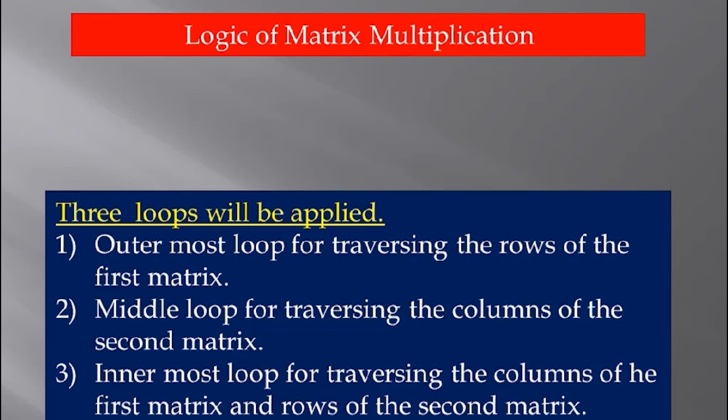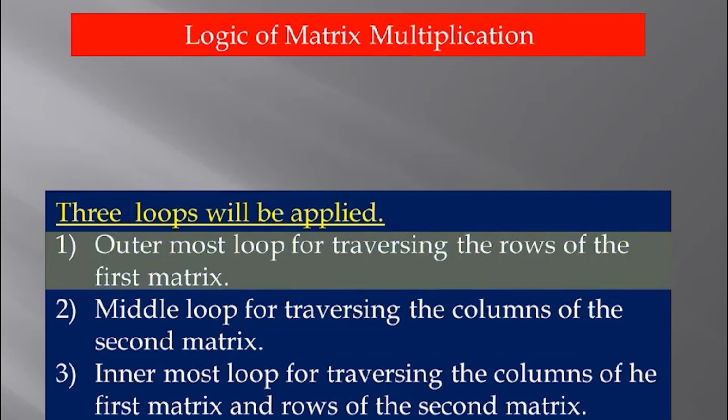Okay, let me show you this thing that I have explained to you. You can write it down. Logic of matrix multiplication. This is the thing that I have explained to you. 3 loops will be applied. Outermost loop for traversing the rows of the first matrix. Again, let me repeat that the outermost loop is executed the least number of times. As you can see, the rows of the first matrix are being changed very less frequently. The least frequently executed thing is the change of rows of the first matrix. That is why the outermost loop will take care of this thing.